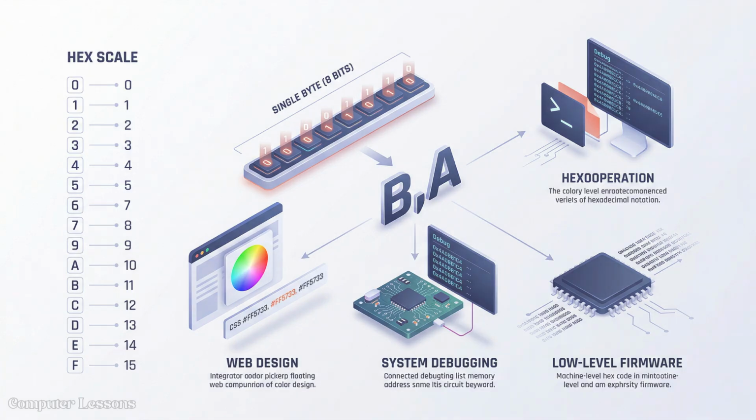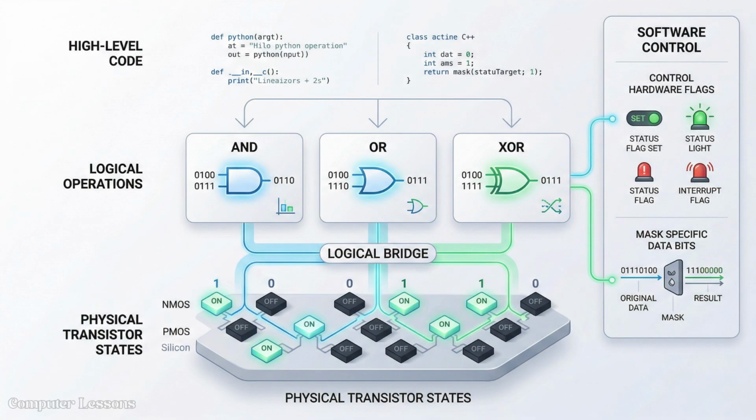The processor manipulates these binary values using logical operations such as AND, OR, and the XOR function. These bitwise operations allow software to control individual hardware flags and mask specific data bits. They form the logical bridge between high-level code and physical transistor states in silicon.